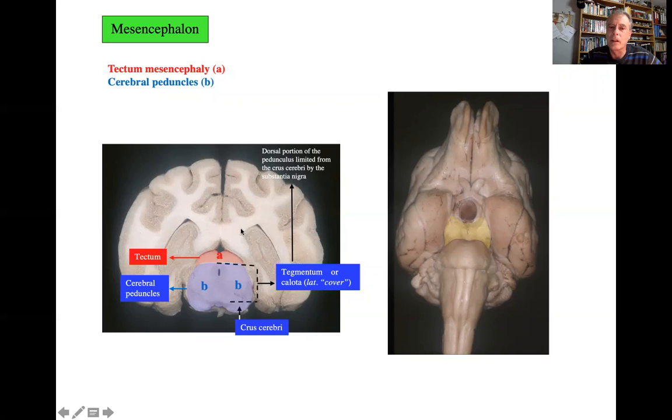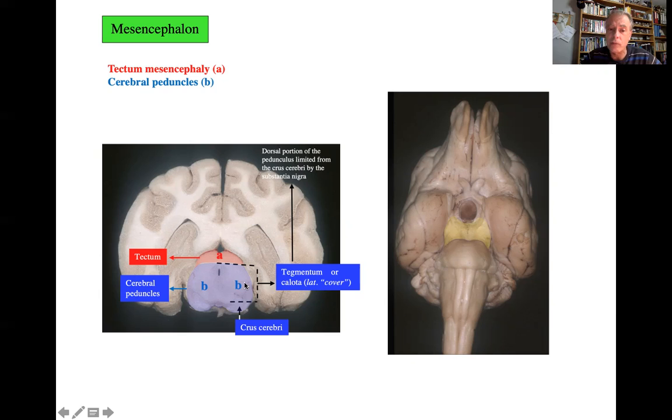This is the corpus callosum, the splenium of the corpus callosum, right? The cingulate gyrus, cingulum, the hippocampus right here, okay? And then you see here the mesencephalon. The mesencephalon is divided into a tectum, here in red, that is formed by the lamina quadrigemina, that is formed by the two rostral colliculi and two caudal colliculi. And we have the cerebral peduncles.